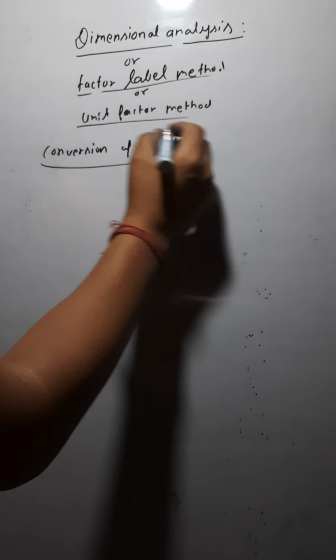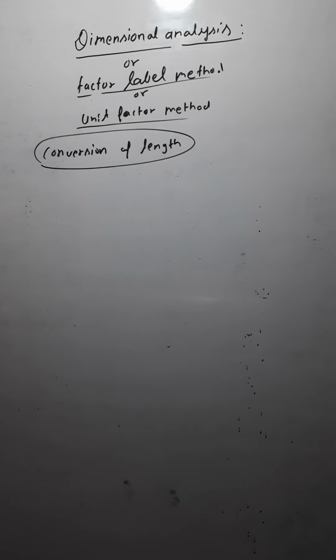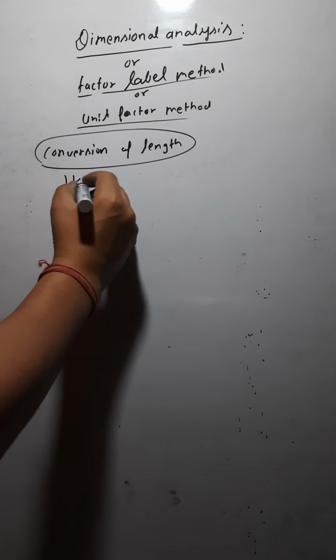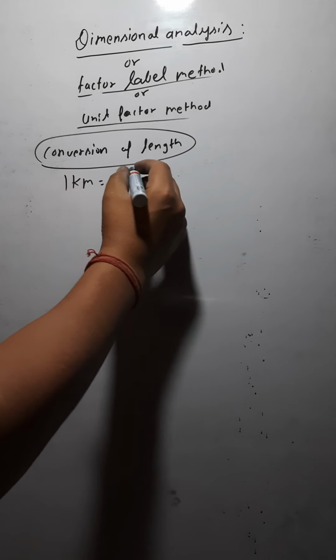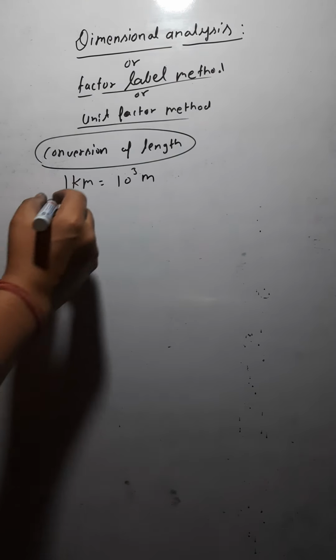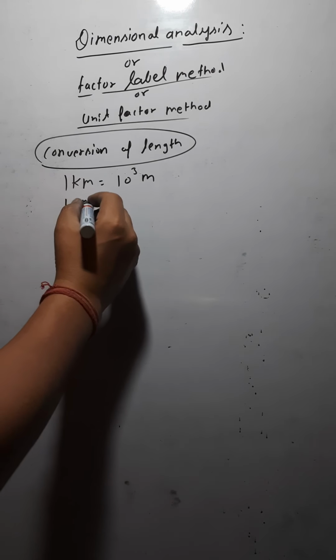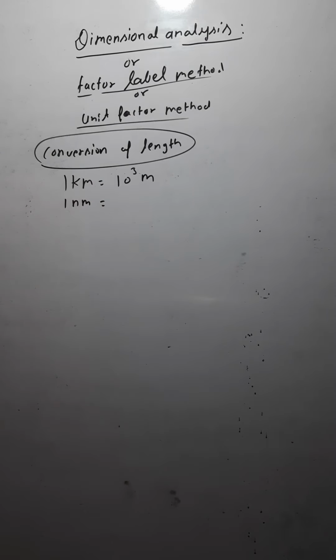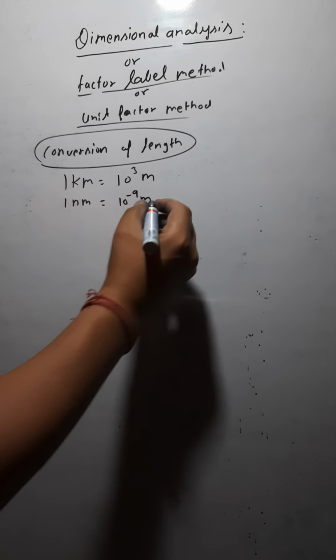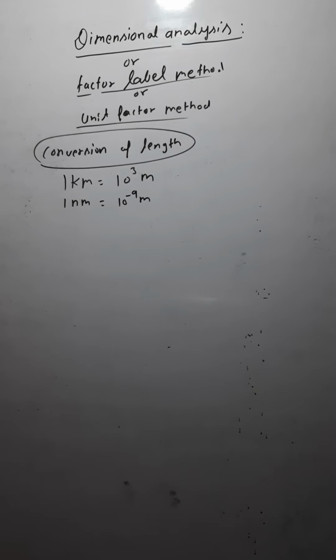In conversion of length, suppose you are to convert kilometer into meter. In 1 kilometer, how many meters are there? You have 10 to the power 3 meters in 1 kilometer. Similarly, suppose you have 1 nanometer. In 1 nanometer, how many meters are there? You have 10 to the power minus 9 meter in 1 nanometer.